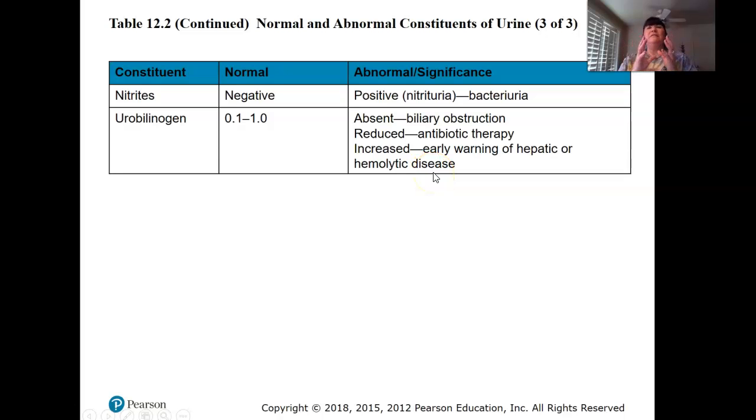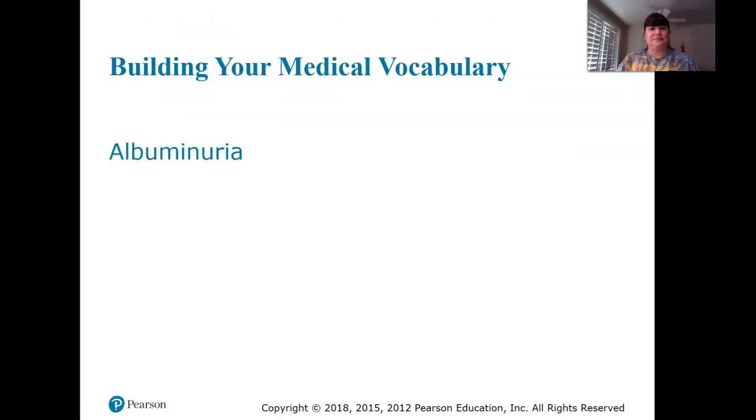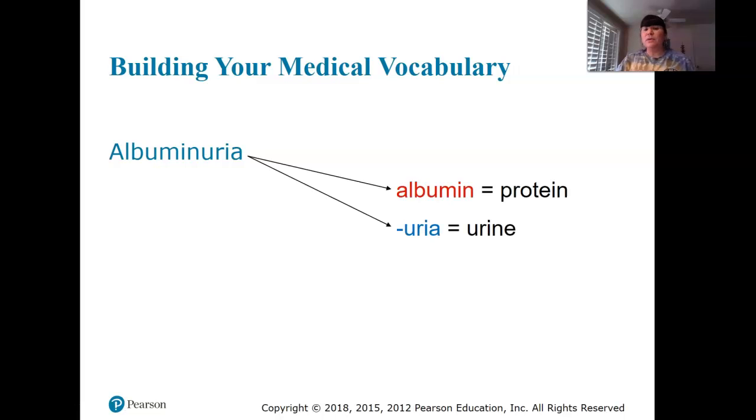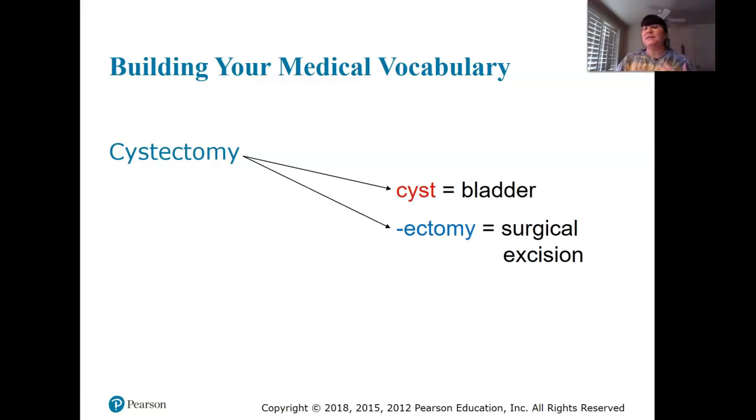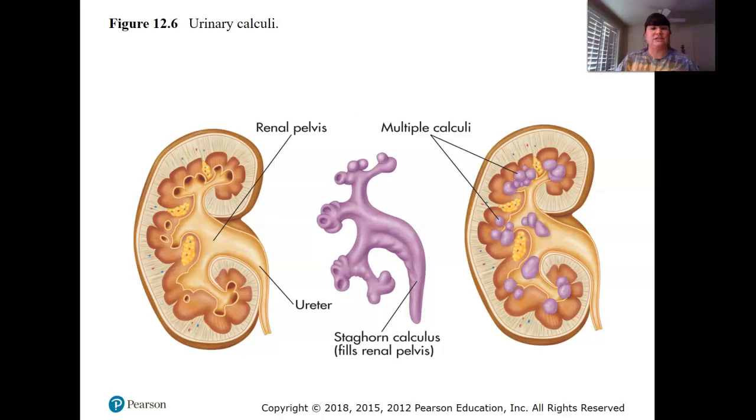So there's a constant in urine, right? And we know what the normal is. And if there are things abnormal, that could tell us if there's disease. So albuminuria, right? Albumin, that's a protein. And then urea, we're talking about urine. Cystectomy. Ectomy, what are we talking about? Okay, and then cyst, bladder, ectomy, we're taking it out, surgical excision.